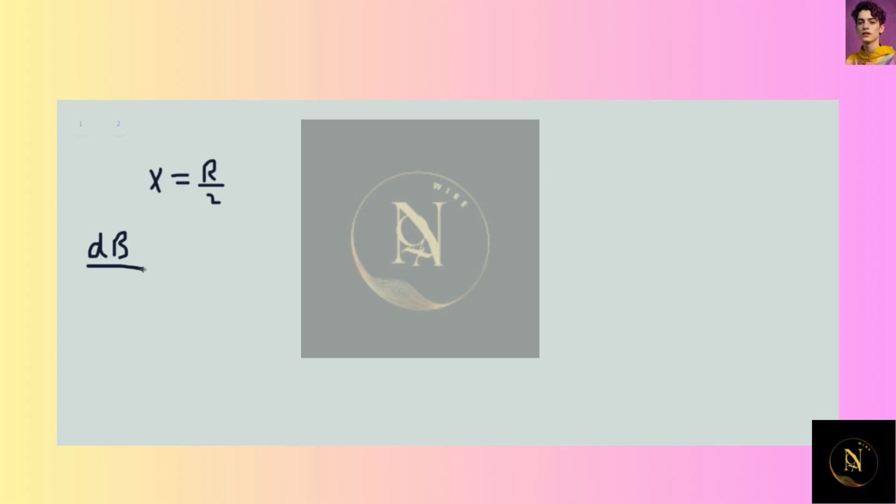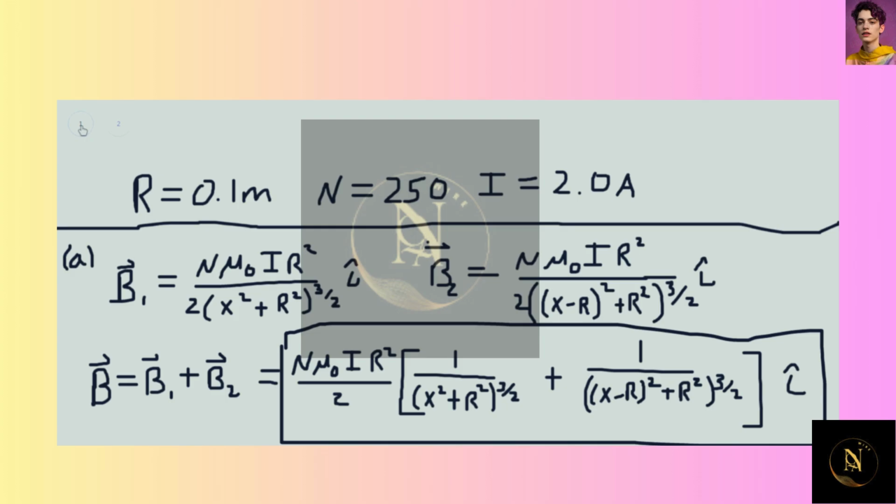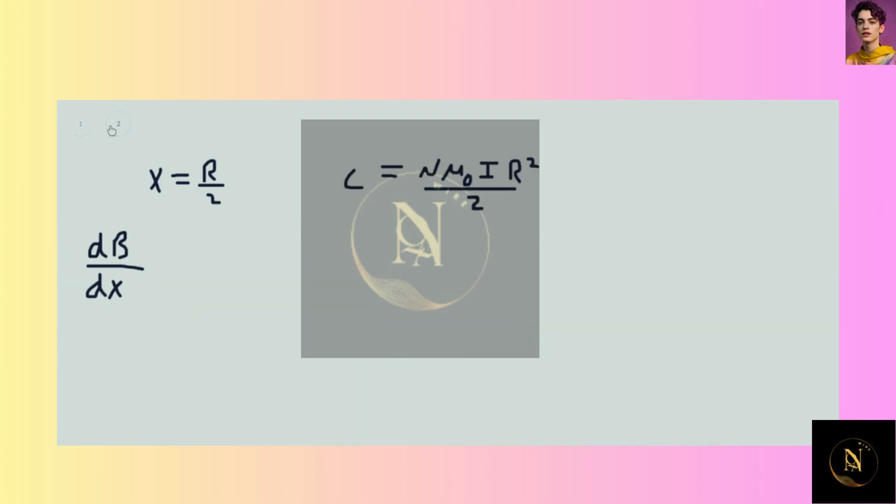Also for simplicity, I'm going to make a little substitution here. I'm going to say that the constant C is equal to the number of turns N times mu naught times I times R squared divided by 2. The reason I did that, if you go back here, you have that out front, n mu naught I r squared over 2, so I don't have to write that over and over again, because that doesn't have an x dependence. We'll just write that as the constant C out front.